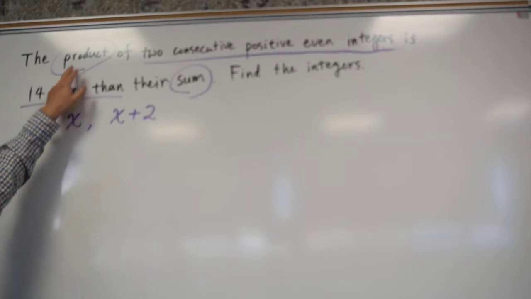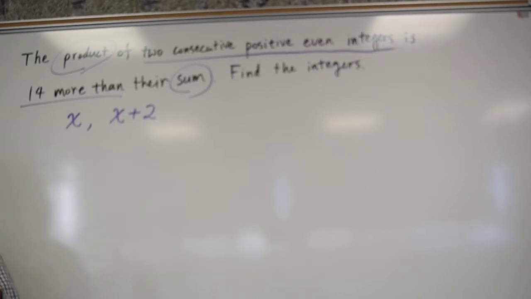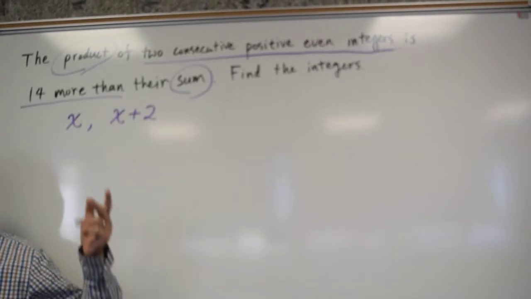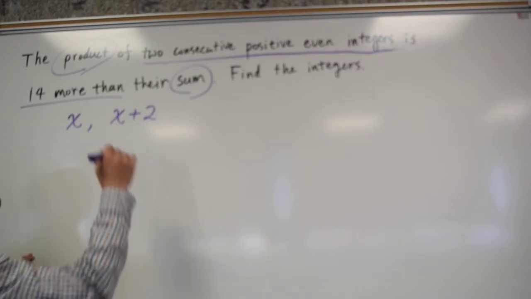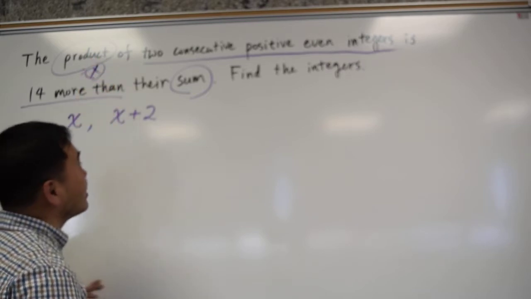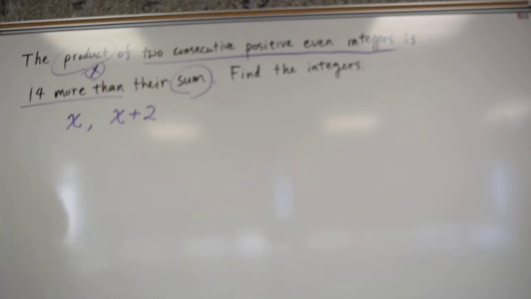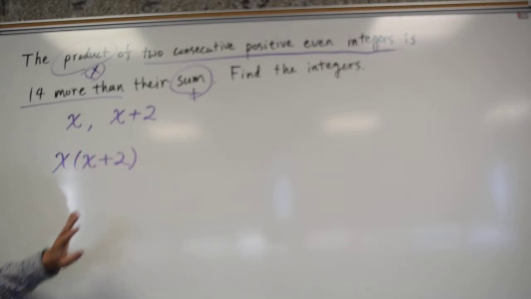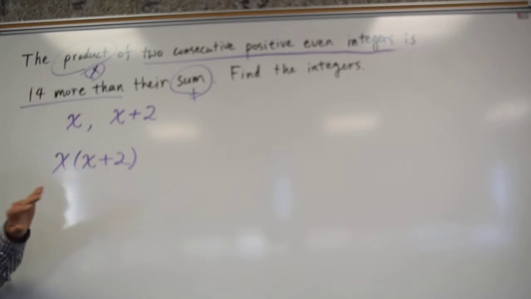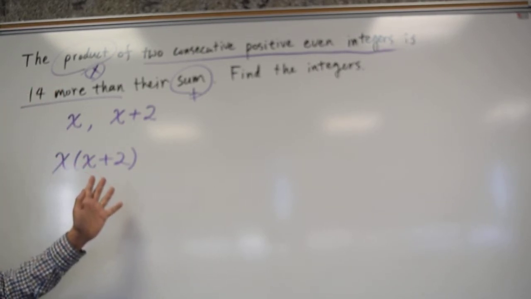So first, product. Multiplication, addition, division, subtraction. Of these four operations, what is the product? Square root? No, not square root. Multiplication. Right. Product means multiplication. What about the sum? Addition. Right. So if we think about the product of two numbers, we should be multiplying, right? So we have x times x plus 2. We have the product. And that's it. We stop here. We figured out what the product is. We don't have to think about that anymore. We'll think about this later.